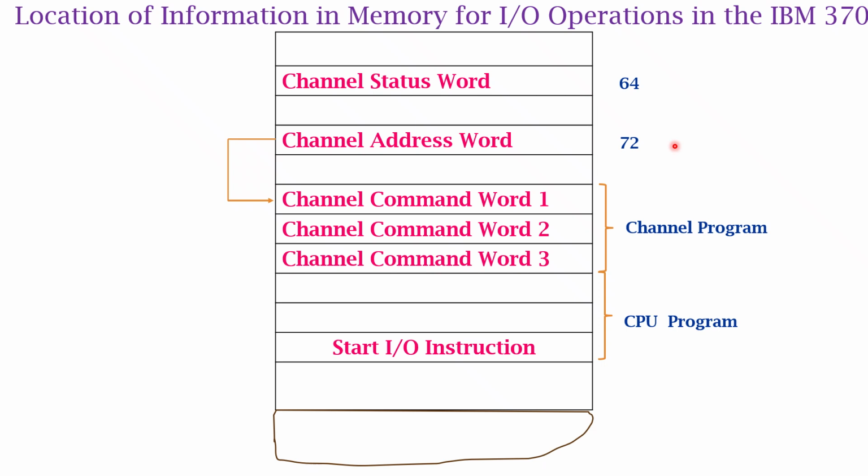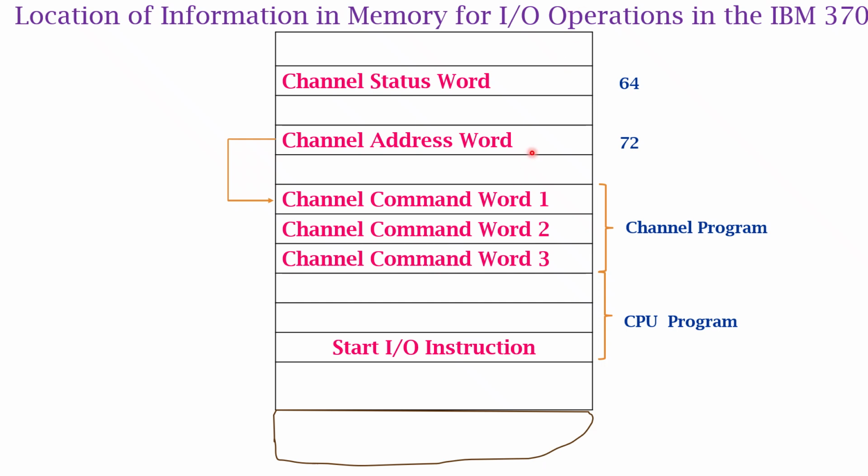Okay. So we are familiar with the IBM 370 channel. It always saves the channel status word in location number 64, and the channel address word in location number 72. And it is the responsibility of the CPU to start the IO operation. So when the CPU program encounters a start IO instruction, it gives the starting address of the channel program in location number 72. The IO processor takes the responsibility of executing the channel program, and finally it saves the status in the channel status word. Hope we have understood the IO processor clearly, along with direct memory access.